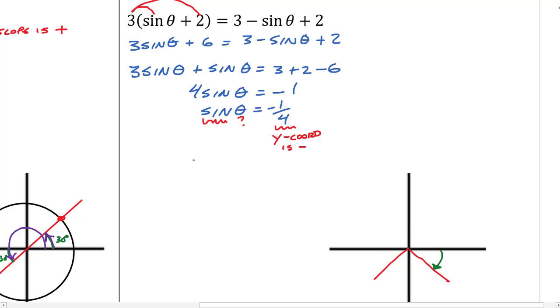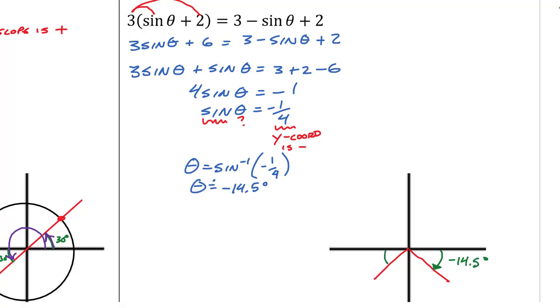So if you do theta equals the sine inverse of -1/4, you are going to get, I already calculated here, approximately -14.5 degrees. Now symmetrically, this is also 14.5 degrees down from the x-axis. All right, so to find our two angles, it's pretty simple.